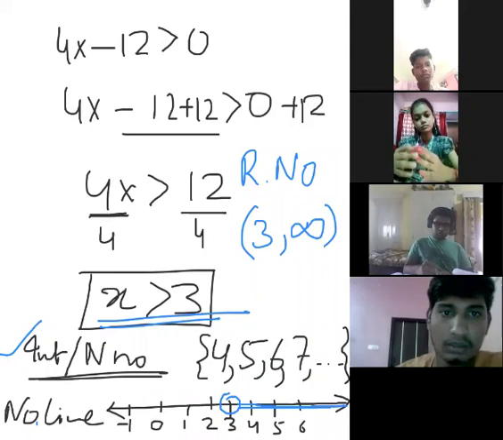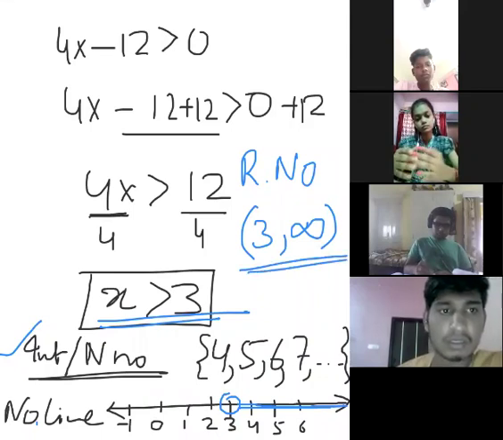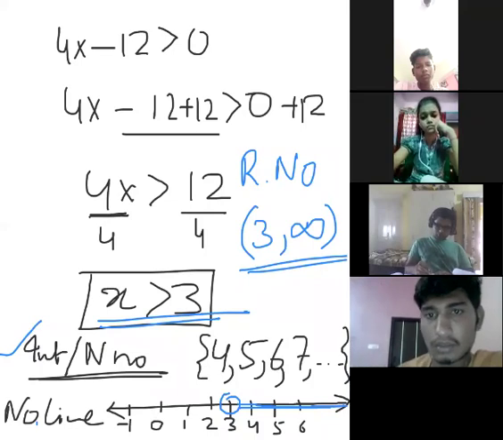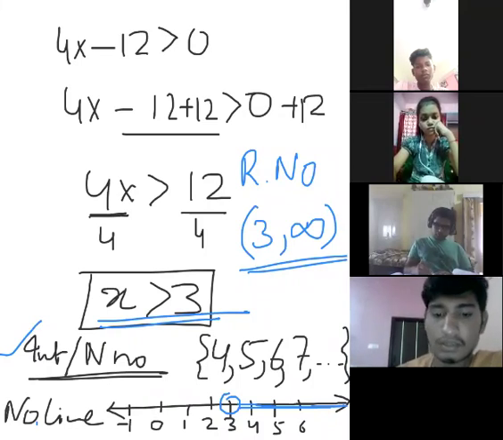I have told you in the chapter relations and functions also and sets also that infinity can never be included. Infinity can never be included. So it will be going from 3 to infinity on the real number conditions.